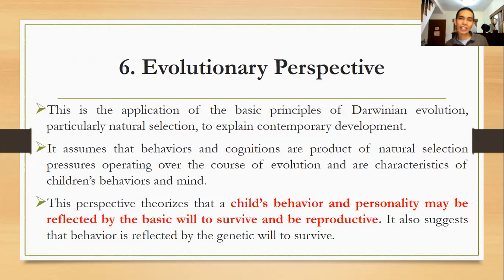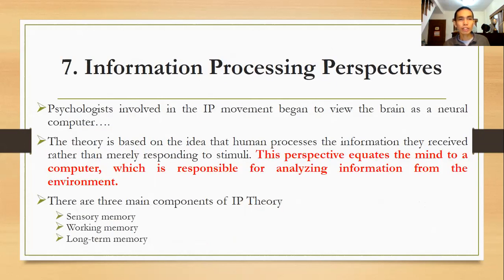So according to this theory, most of the child's characteristics or character come from their parents, because the characteristics of their parents will pass to their offspring. Okay, so the level or the development of the child or the person depends on the genes of the parents. Okay, and the seventh theory is the information processing perspective or IP theory.